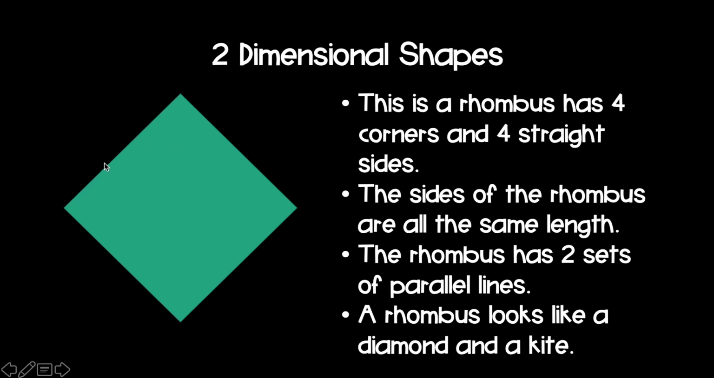Here's one set of parallel lines. There's one. Okay? They're going to go on forever and ever, and they are never going to touch each other. They are parallel. And here's the other set right here. They are going to go on forever and ever and never touch each other. So a rhombus has 2 sets of parallel lines. A rhombus looks like a diamond or a kite.